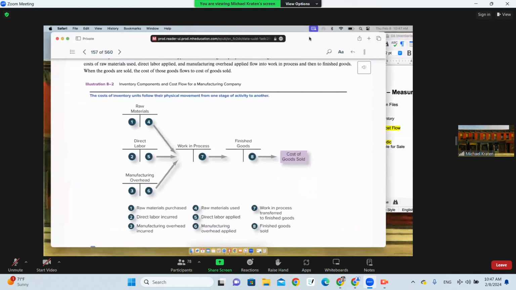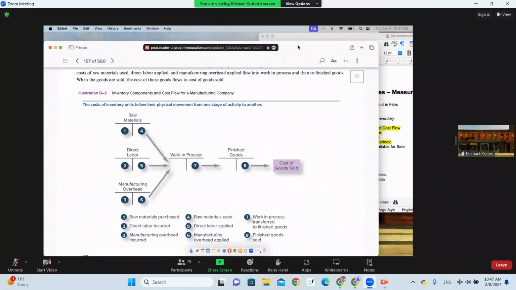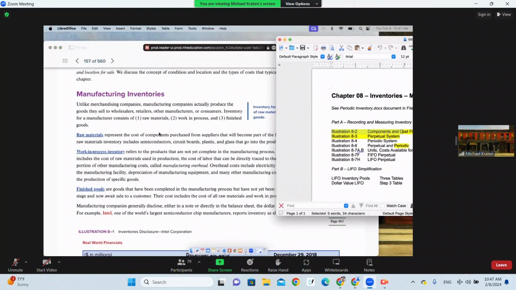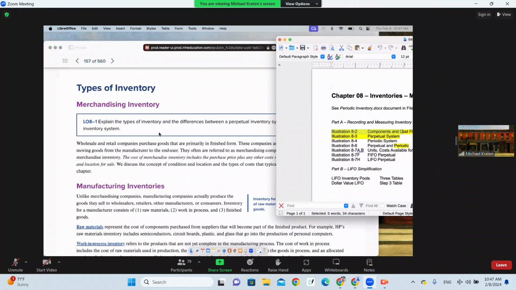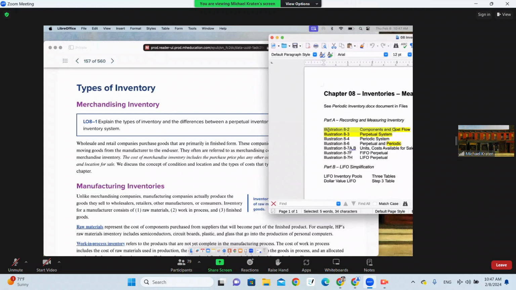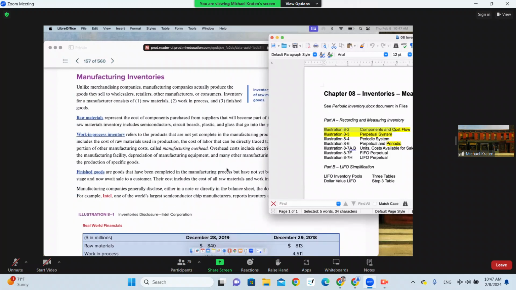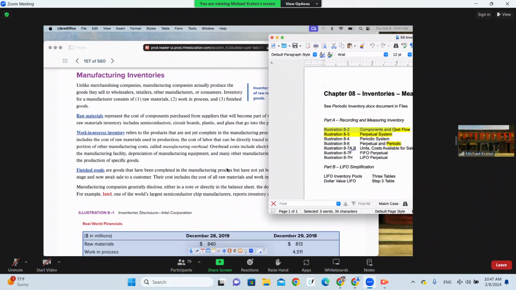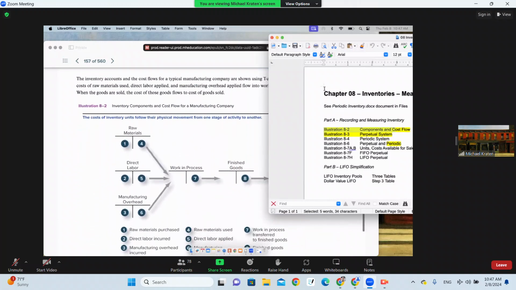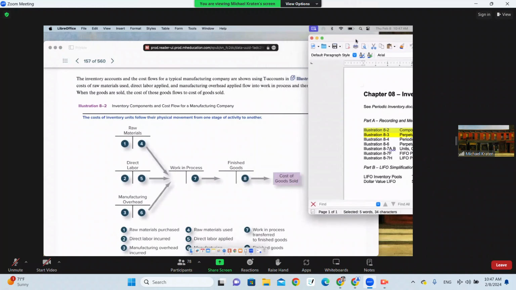Okay, so let me now open the textbook. We are in types of inventory. The first thing I highlighted, illustration 8-2.